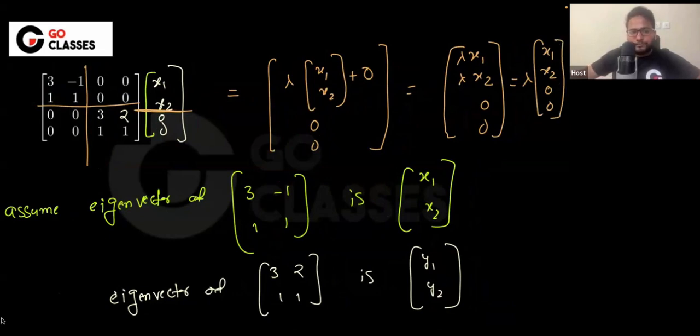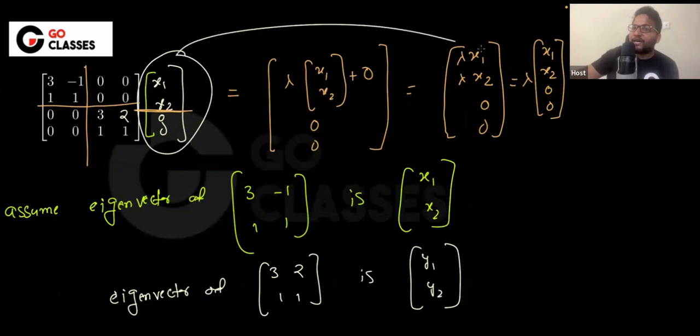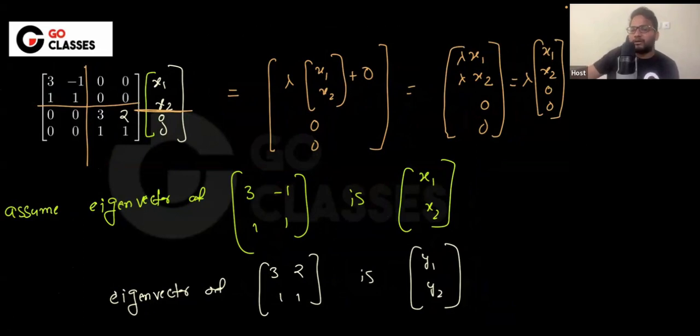Understood? Okay. I hope that is okay to everyone, how we are doing it. So what you understood here is that if you multiply with this vector, then finally you are getting lambda into the same vector. So can't I say this is the eigenvector? Tell me. I can say, right? So finally I can say this is the eigenvector.